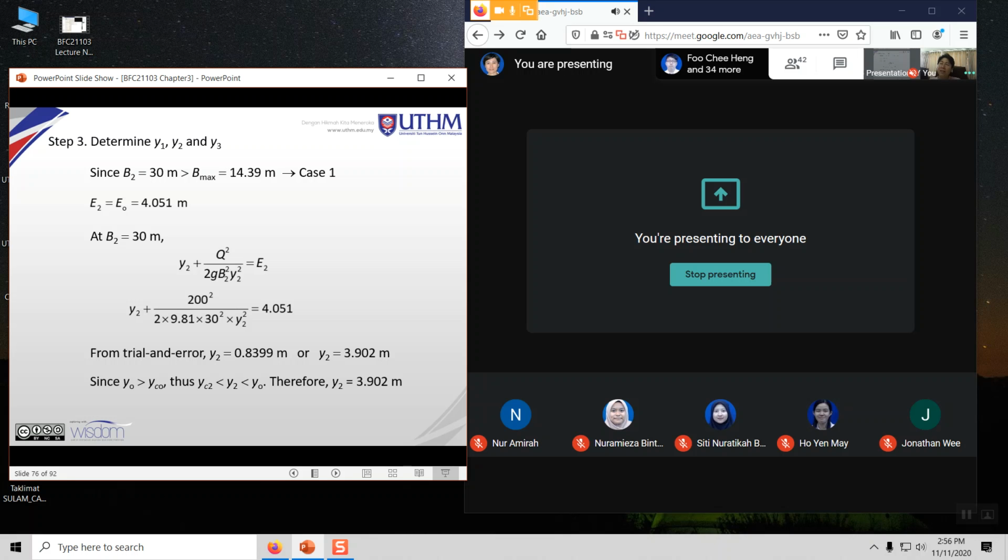If it is initially supercritical, then for case 1, your Y2 should be supercritical. But in this case, it's subcritical, right? So therefore, Y2, the answer is 3.902 meter.